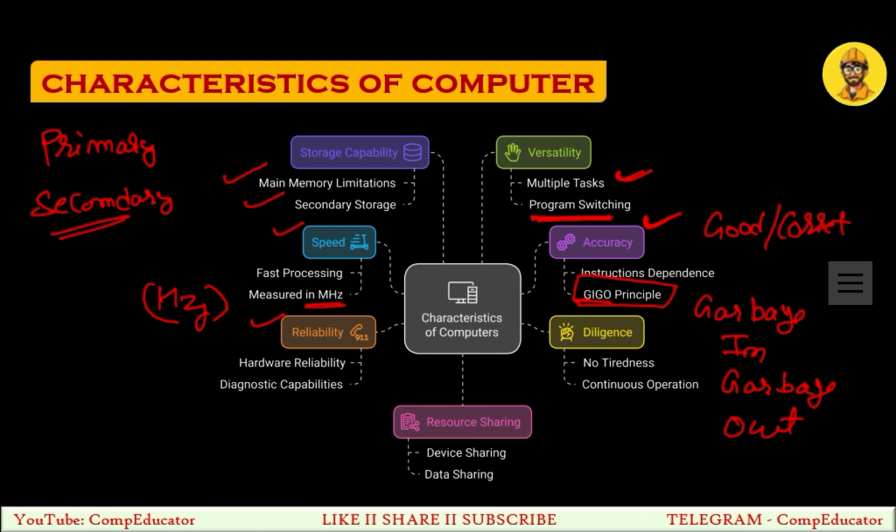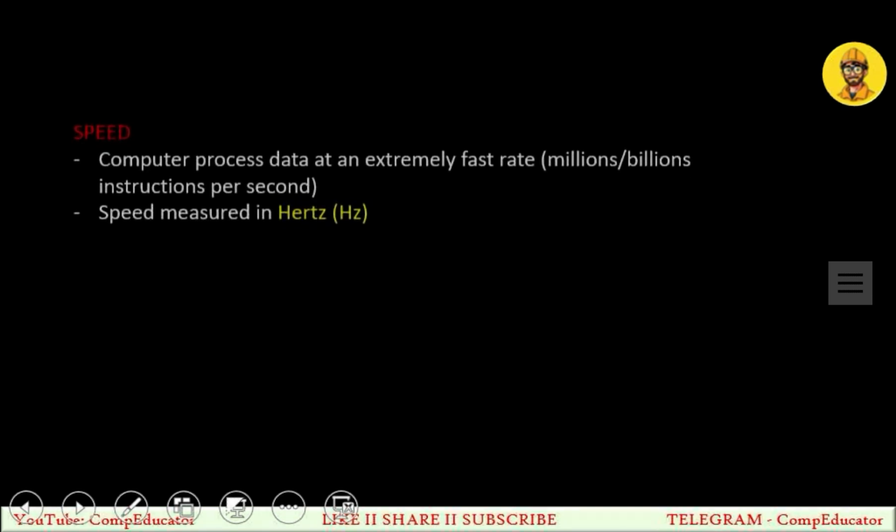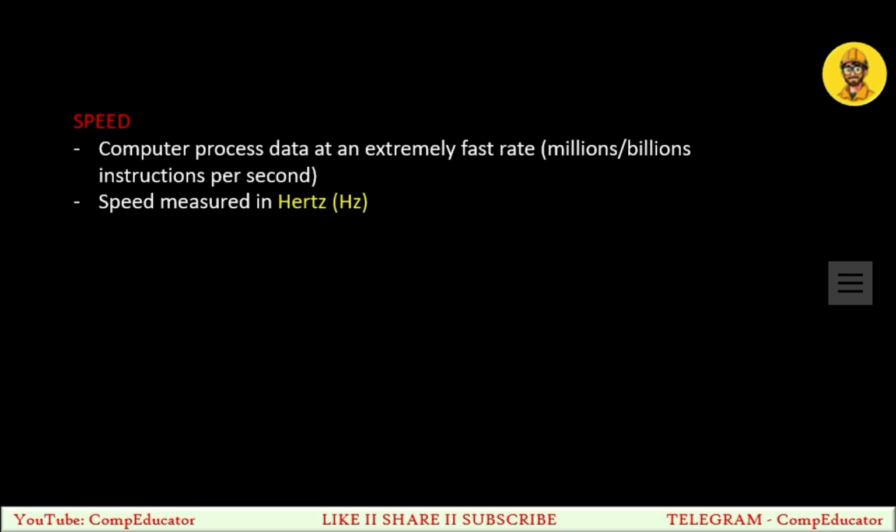Next, the most important characteristic of the system is diligence. Diligence means that, unlike humans, a computer does not feel tiredness and lack of concentration. So that is diligence. Let's discuss these characteristics one by one. First, we discuss speed. As we discussed, the computer processes data at an extremely fast rate, in millions and billions of instructions per second. In general, speed is measured in hertz.